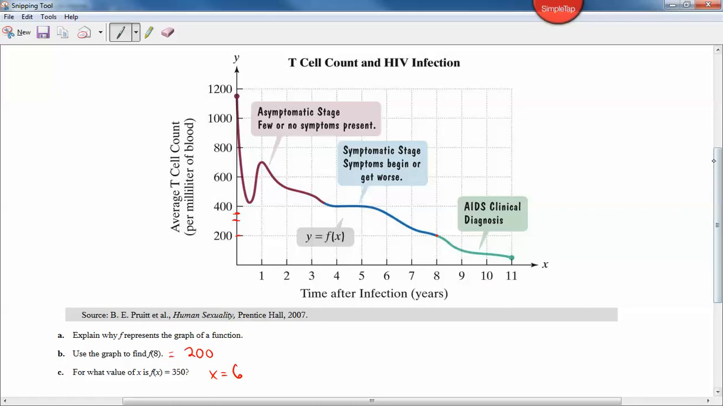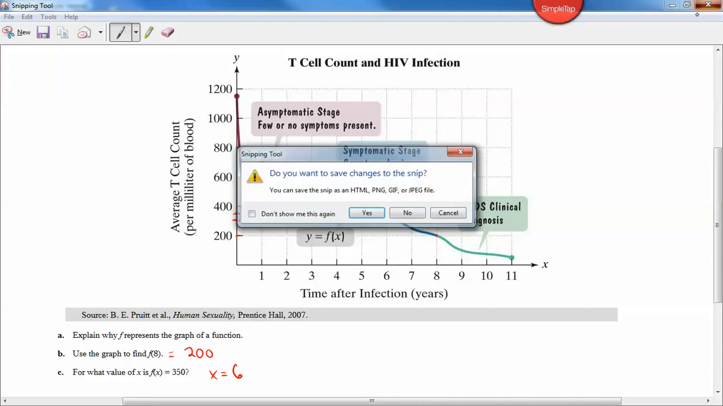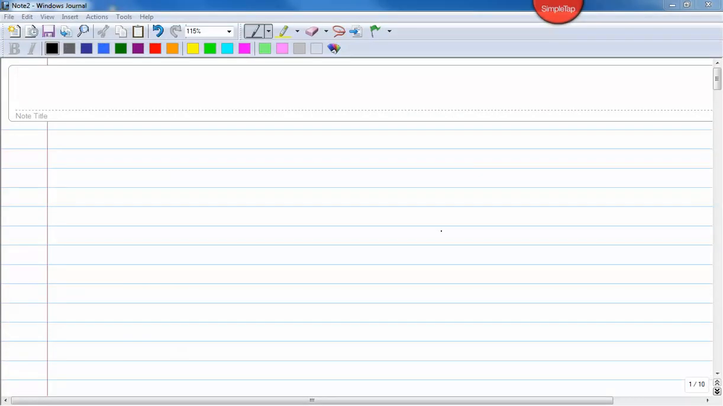Okay. So there's lots of ways you can use graphs to get information about a function without even having the function. The graph can be used to get information like that. Okay.